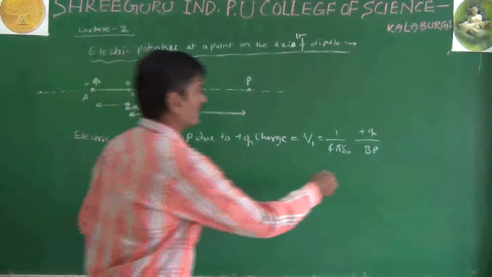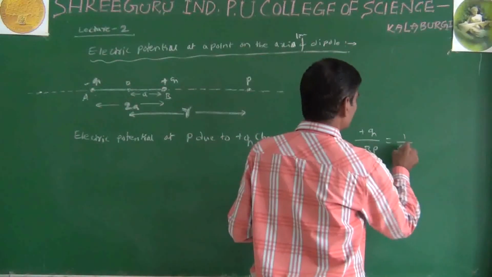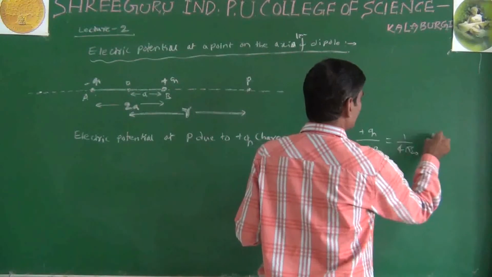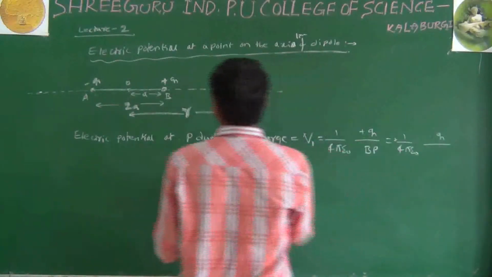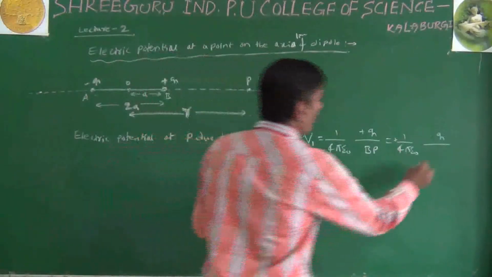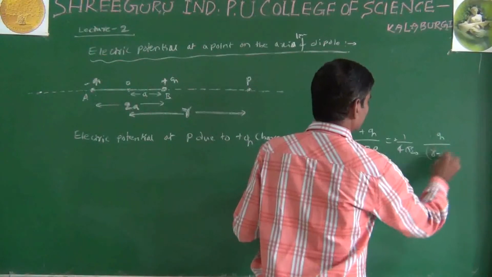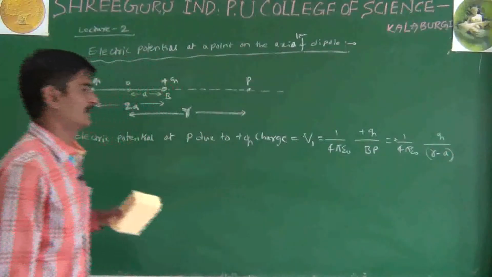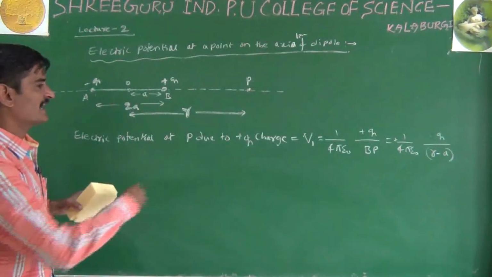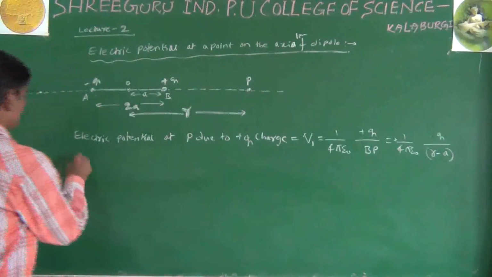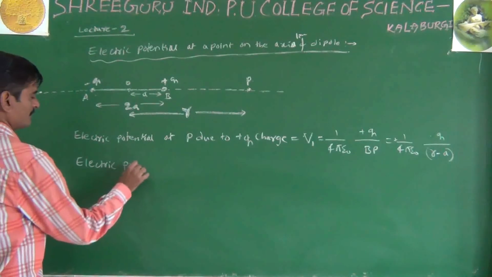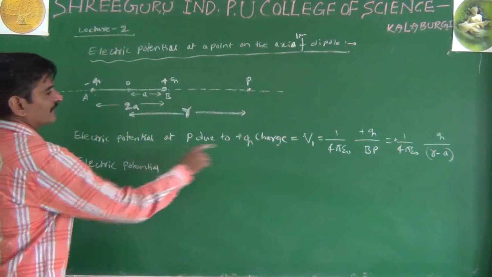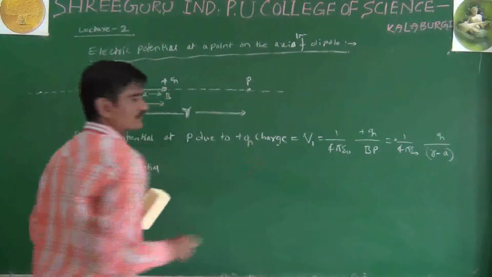R minus A. So therefore you can write it as 1 by 4 pi epsilon naught, plus Q, this plus only here, plus Q divided by dP. This dP is nothing but R minus A. Right? And now electric potential. This is electric potential due to the plus Q charge.